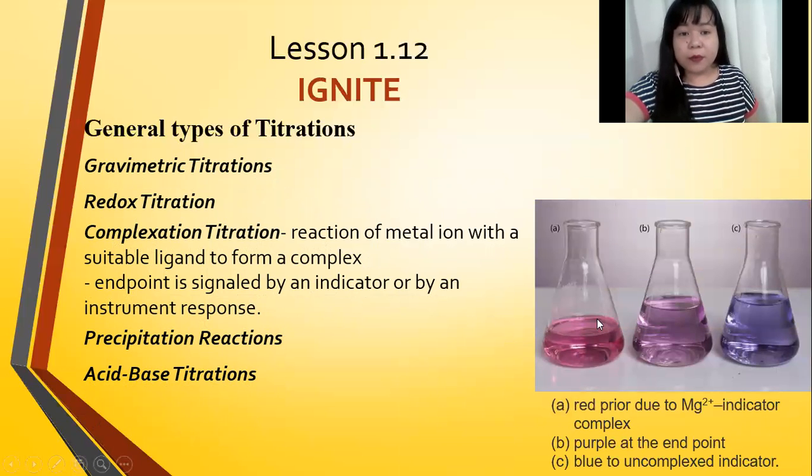So here is an example of a complexation titration involving EDTA. Before the equivalence point, the mixture color is red due to the magnesium ion-indicator complex. At the equivalence point, it's purple, and beyond the equivalence point, it's blue due to the presence of the uncomplexed indicator.